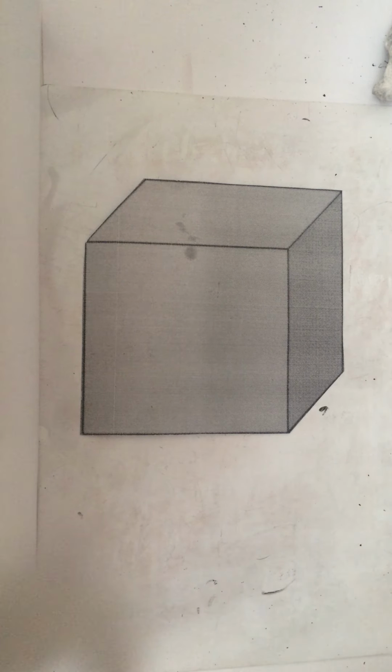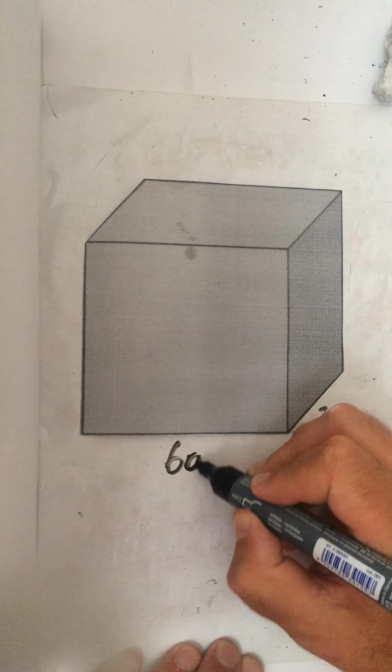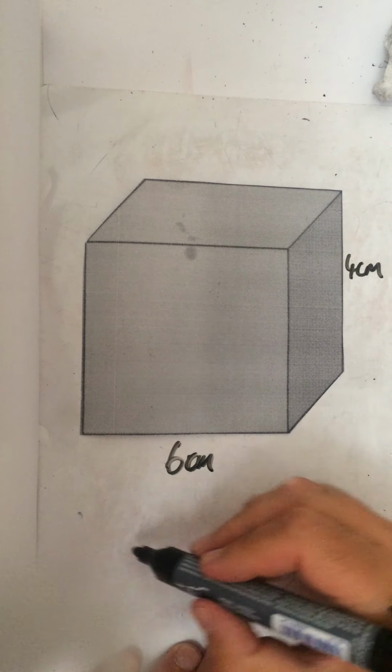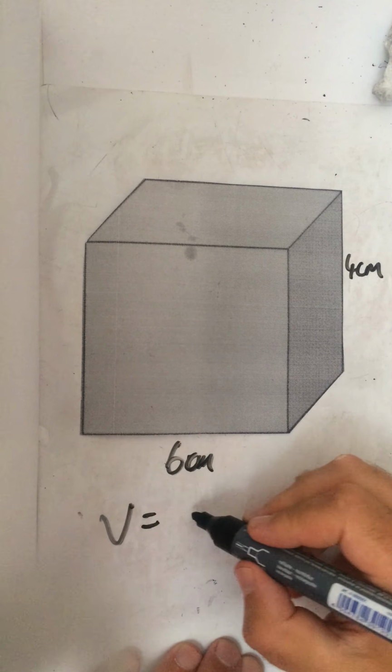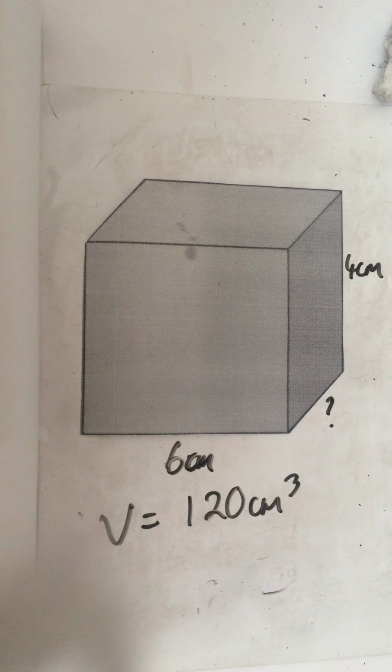Can you have a go at this one as well, please? Again, it's quite tricky. If this is 6 centimeters, this is 4 centimeters, and the volume of the shape is 120 centimeters cubed, what do you think that missing number is? Pause the video a second and see if you can work that out yourself. It's quite a tough one. Again, this is more the extension work, but just pause it and have a go.